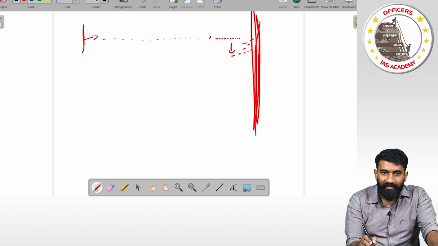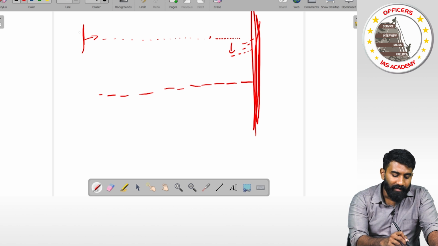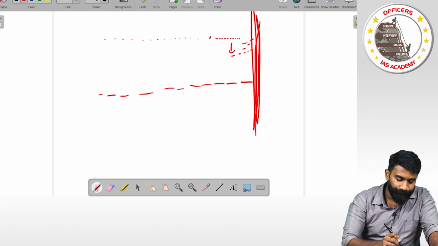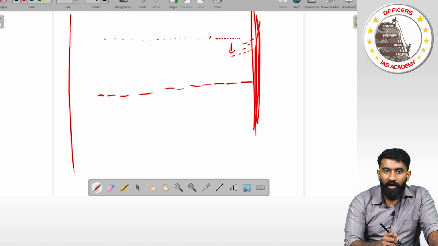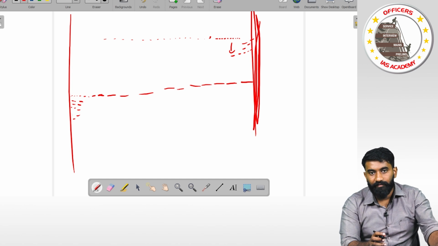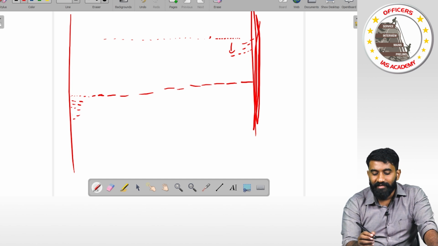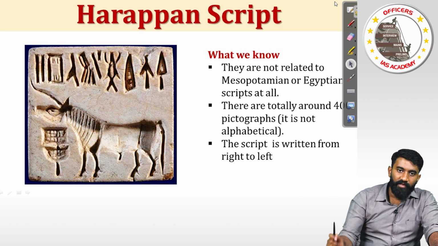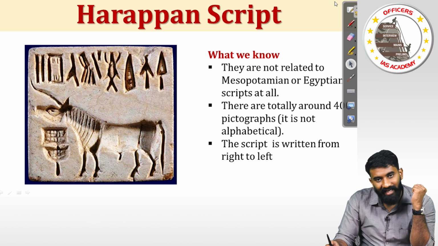They started from the right and wrote in a very generous manner, and when they neared the end of the sentence, they started cramming letters there, and then when they didn't have space, they started writing the extra letters downside on the left hand side corner. So, this is how historians have deduced that Harappans wrote from right to left. So, this is what we know about the Harappan script.